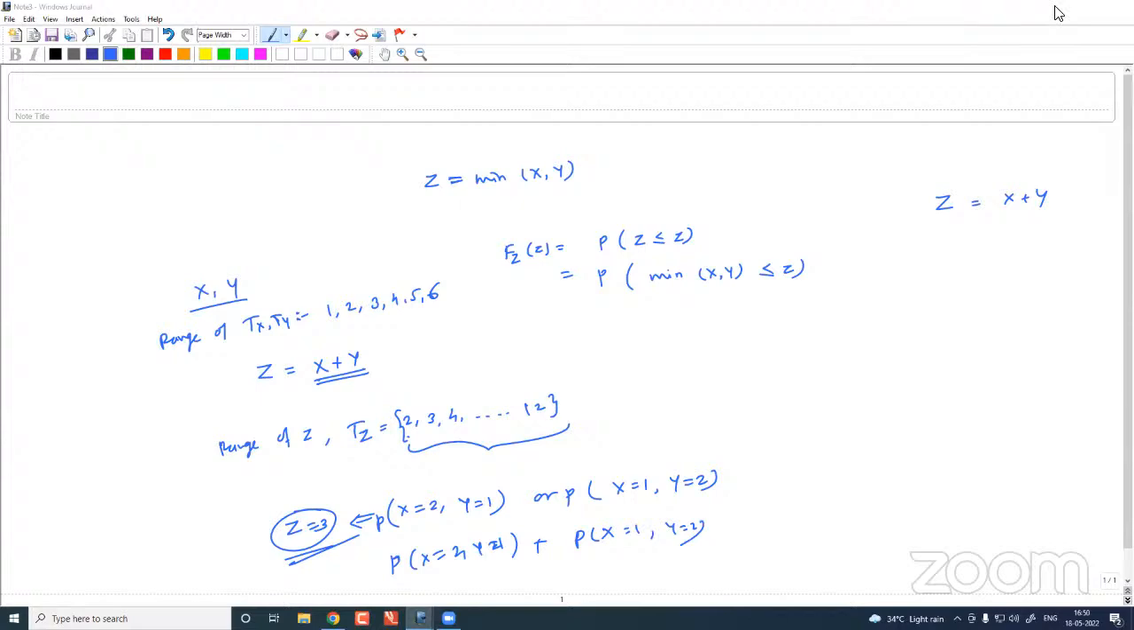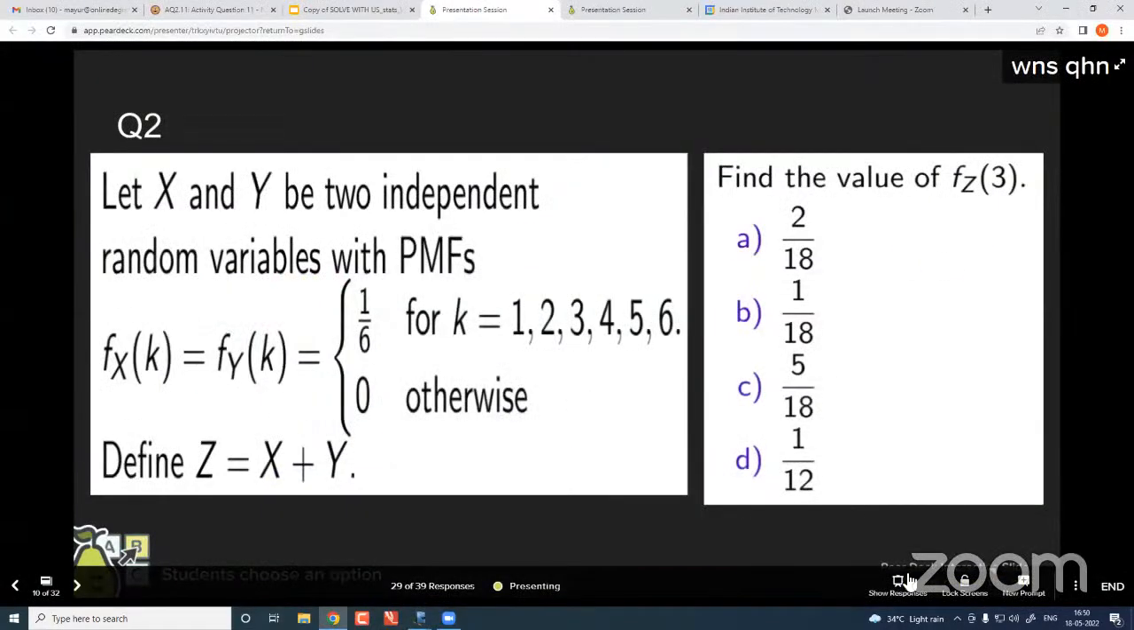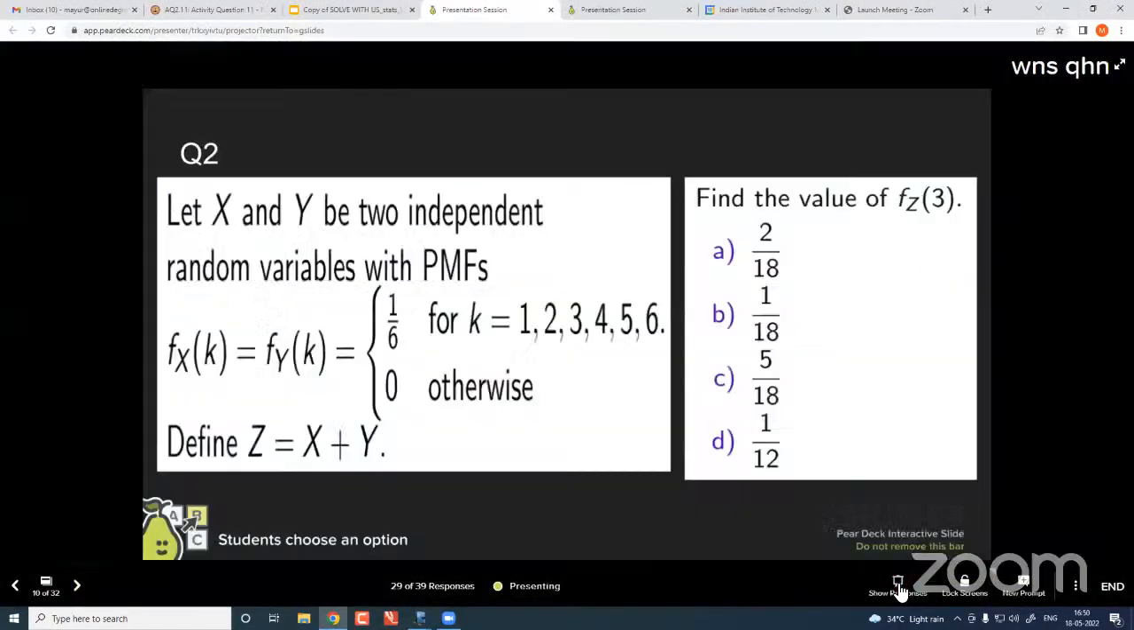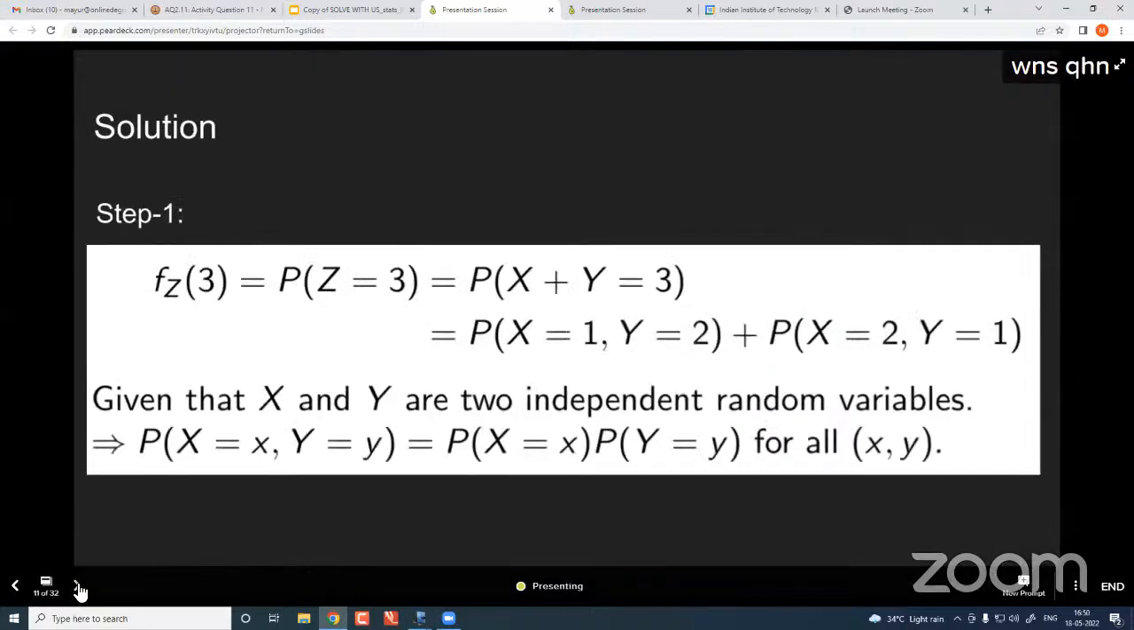So if you see, the solution will be the same. Shall we go to the solution? Yes, sir. So this first step is what we have done right now.